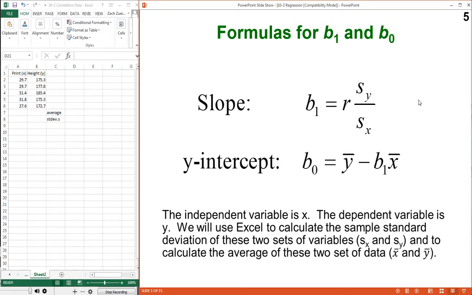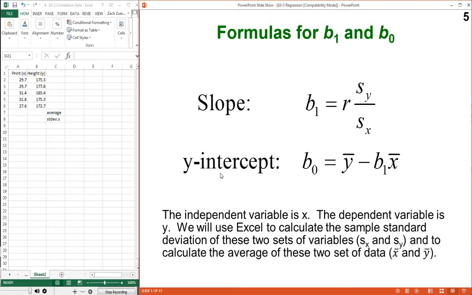Here are the formulas for slope and the y-intercept, so b1 and b sub 0. You can see here that you have the R, the correlation coefficient. And so we use equals CORREL, that function in Excel. This is the standard deviation of the dependent variable. This is the sample standard deviation of the independent variable.